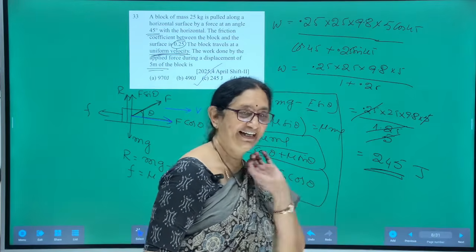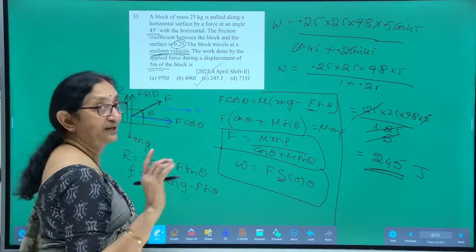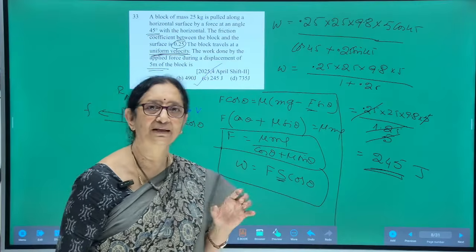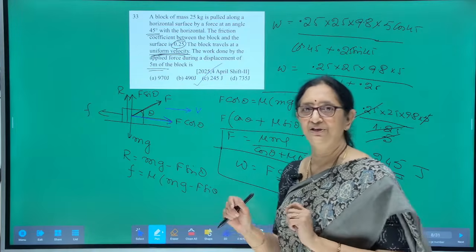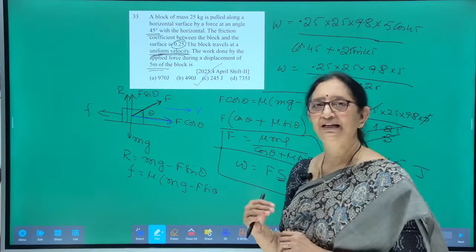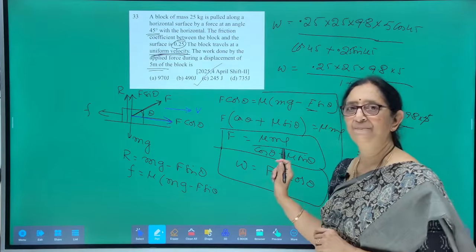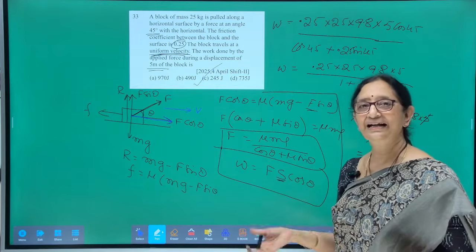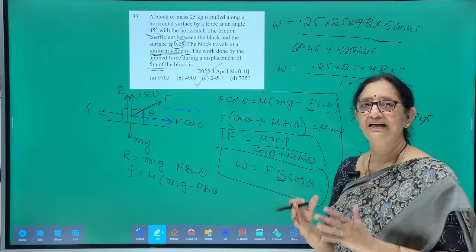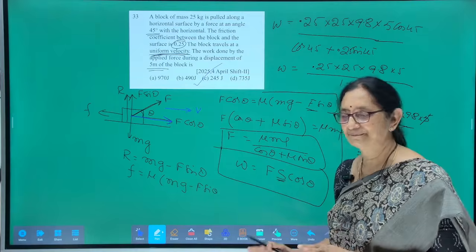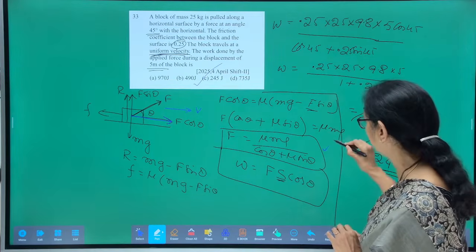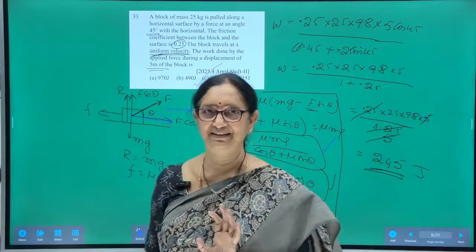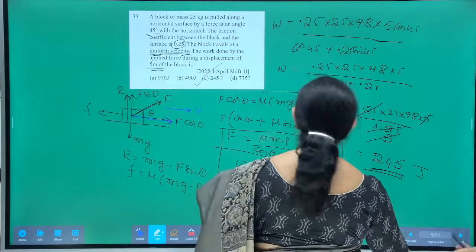Clear? See, if you are very strong with the synopsis, the minimum pulling force required to just set the block into motion, or to move the block with uniform velocity, is given by mu mg by (cos theta plus mu sin theta), and after that the work done by that force is F s cos theta. If you remember this, then just the calculation part is left. Okay? Now, move on to the next problem.